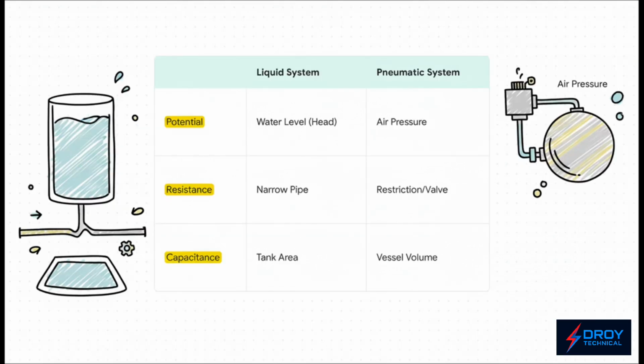And this is where the light bulb really goes on. For a water system, potential is the water level. For a pneumatic system, potential is air pressure. The resistance goes from being a narrow pipe to maybe a valve. The capacitance goes from being the tank's area to the container's volume. See, the names change, but the concepts are exactly the same. We're still just talking about storing potential and restricting its flow.